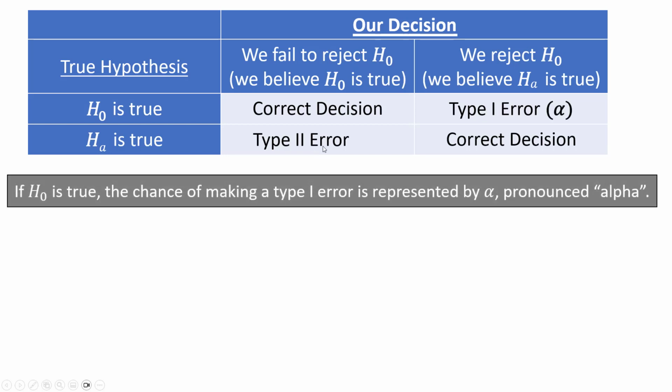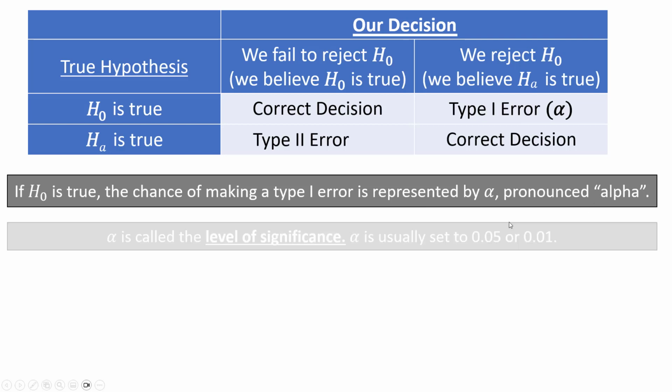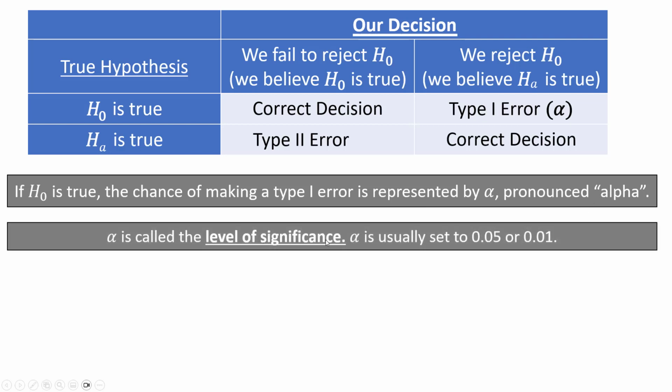Now we also assign probabilities to these errors. So if the null hypothesis is true, then the chance of making this type 1 error, the false positive, is represented by the Greek letter alpha. And we oftentimes call this the level of significance. Typically, this is a value that is set in a problem. We will set this value to either 0.05 or 0.01, which represents either a 5% or 1% chance of making this type 1 error when the null hypothesis is true.